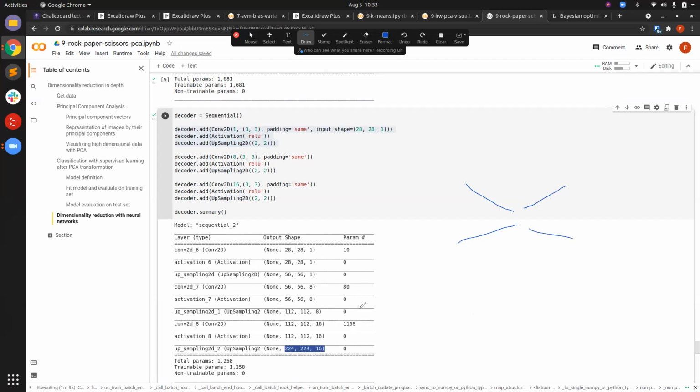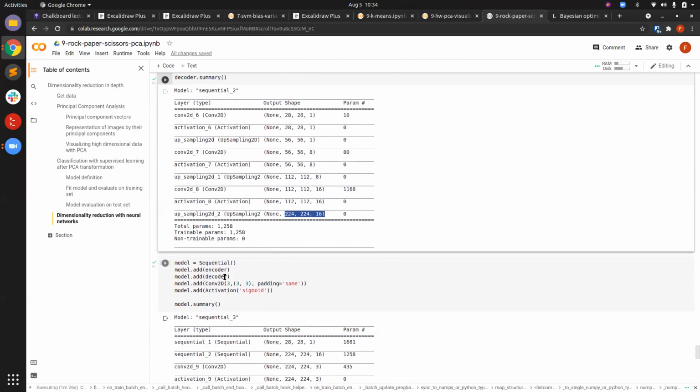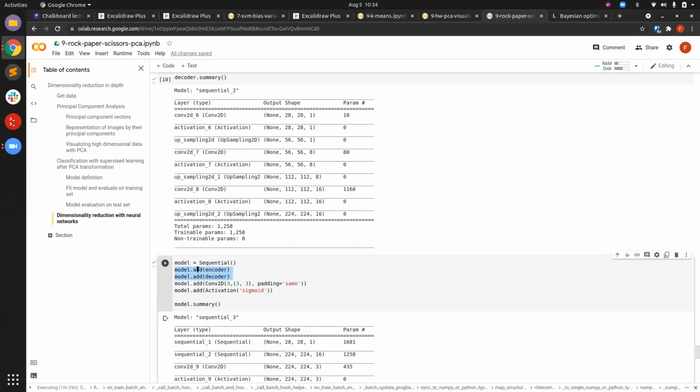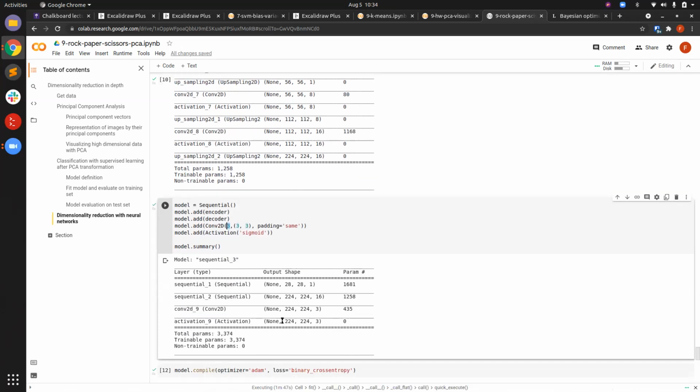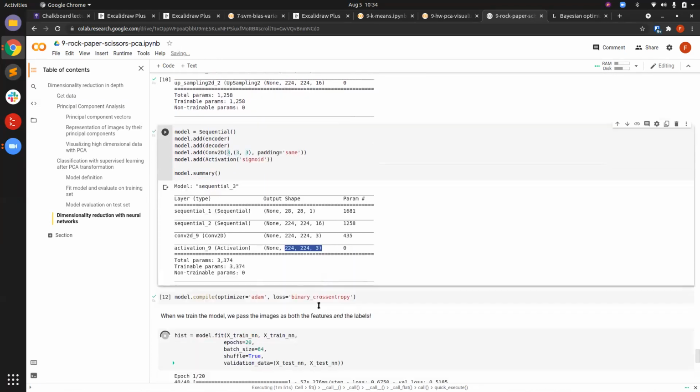So you can think of it as like encoder, decoder. Now the output of a decoder, well, the width and height of each filter is the same as the original image, but I have 16 filters there. And we know my original image has only 3 channels. So when I put this together, I'm going to create a model where I take the encoder, stack the decoder on top of it, and then I'll just stack one more convolutional layer on top that has 3 filters, just because the original input images were 224 by 224 by 3. So my eventual output size is going to be 224 by 224 by 3, just like the original input.